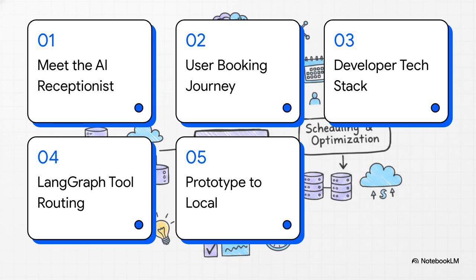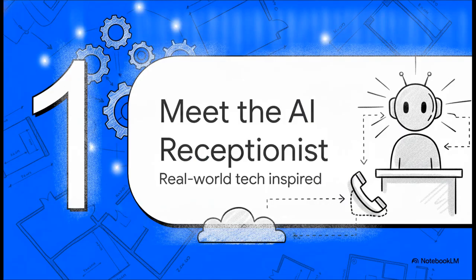Here's our roadmap for today. First, we'll meet the AI receptionist, then look at the user booking journey, check out the developer tech stack, dive into LangGraph and tool routing, and finally, take it from prototype to local. Starting with Section 1, Meet the AI Receptionist.